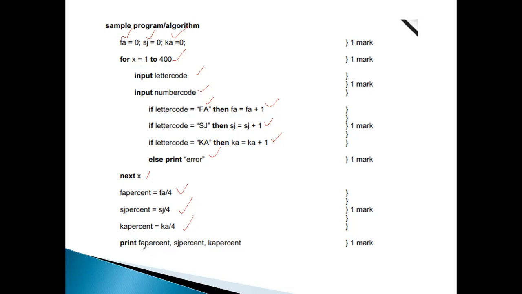Yeah, done that. Okay, then print FA percent, SJ percent, and KA percent. So 90% of the code is right, okay? So you can take a screenshot. So all I need to do was add else print error. That's what I missed. Because other than these codes, it should show a message. Here you can write a message: you have input wrong number. Anything you can write in the double quotation. In double quotation you can write anything.